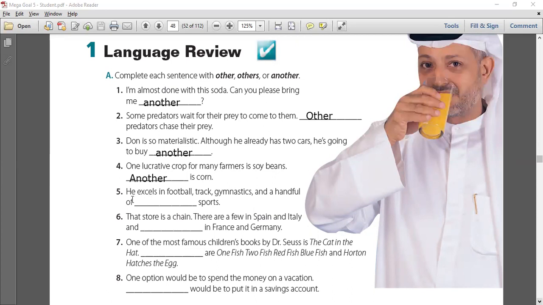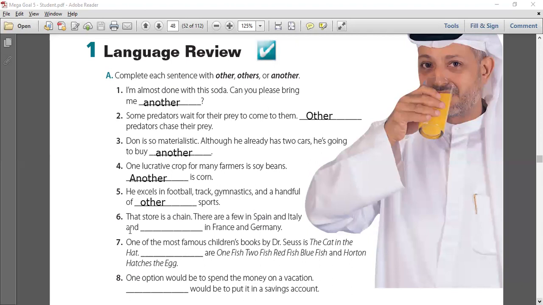Number 5. He excels in track, gymnastics, and a handful of other sports. Yes, Qadi? Other. Very good. Thank you also, Bayadir. Yes, that is correct. Other, because I have a plural noun. So, of course, I'm going to add other.